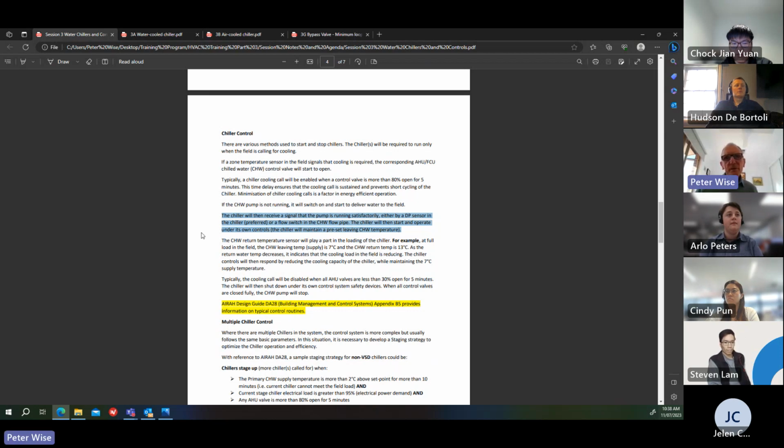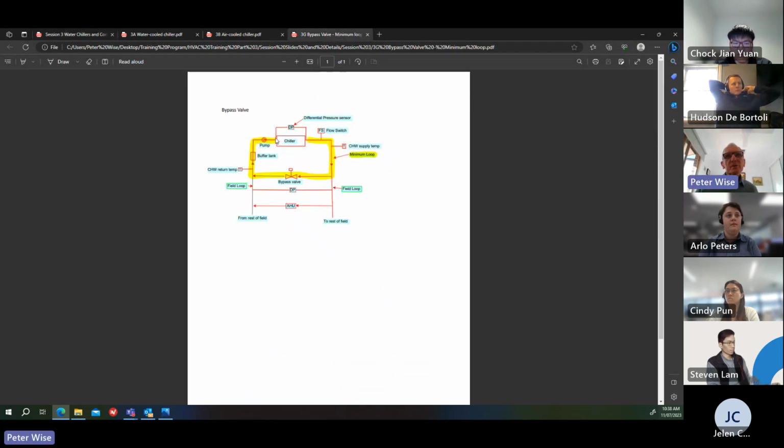Once the chiller starts, it'll operate under its own controls, usually to maintain the preset leaving chilled water temperature. So again, on this little diagram, I've shown a DP sensor across the inlet and outlet of the chiller. But as I said, quite often that is actually included in the chiller controls. There's a flow switch shown here as well, but preferably don't use them. They're unreliable and they fail.